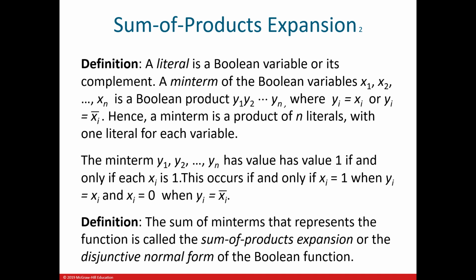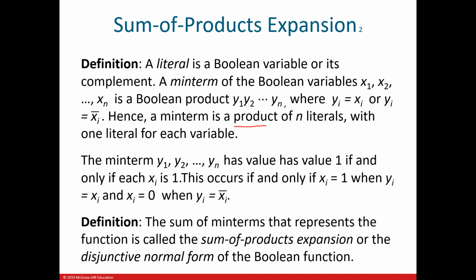Now a literal is a Boolean variable or its complement, and a minterm of the Boolean variables x1, x2, ..., xn is a Boolean product y1, y2, ..., yn. So if these are different terms, how can we really represent the products in case of Boolean algebra? A minterm is a product of n literals.